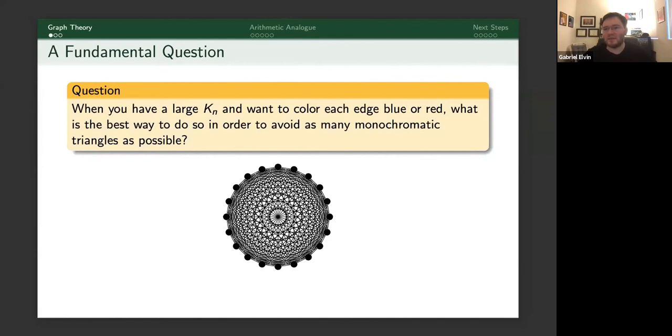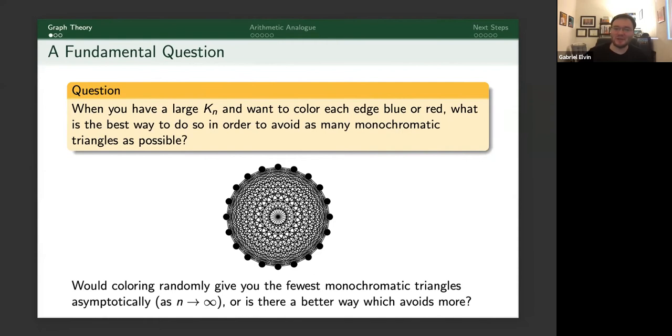So we'll start with a fundamental question in graph theory, particularly with graph edge colorings. If you have a large Kn and you want to color each edge blue or red, what's the best way to do so in order to avoid as many monochromatic triangles as possible? By monochromatic triangle here, I just mean a triangle where all three edges are all red or all blue. And I promise this will become additive combinatorics, don't worry.